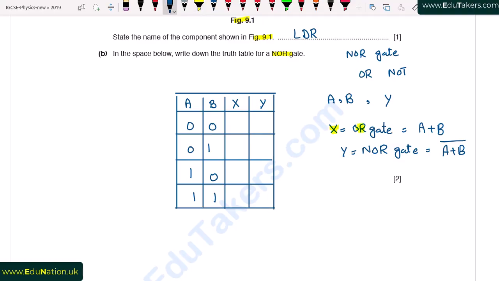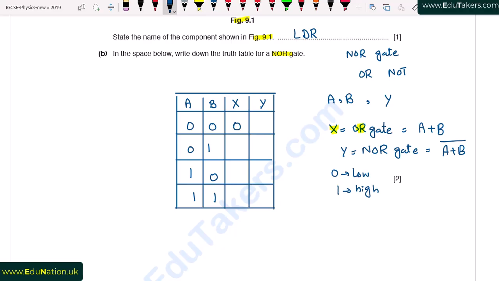In OR gate, the output is high when any one of the input is high. High means 1 and low means 0. I write here 0 for low and 1 is for high. In OR gate, when any one of the input is high, the output will be high. So first combination is 0, 0. Both of the inputs are low, the output will be low.